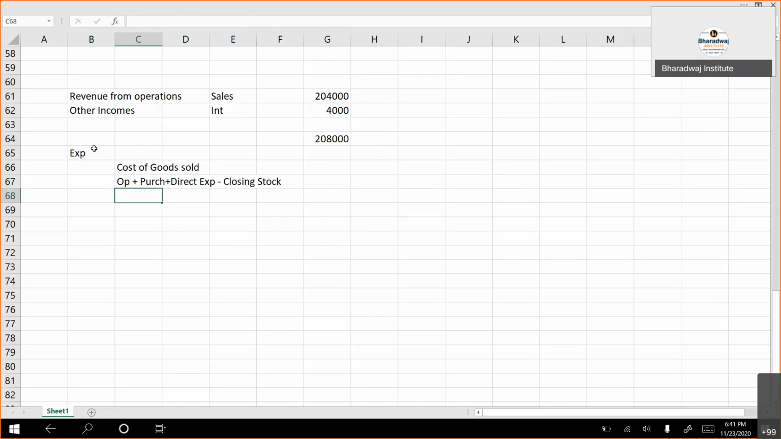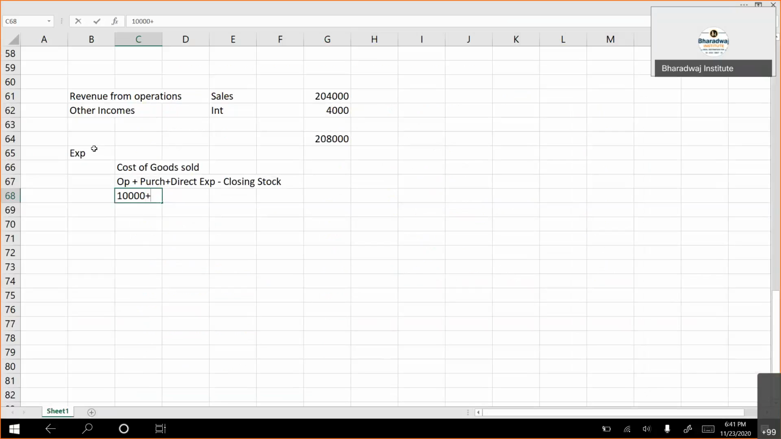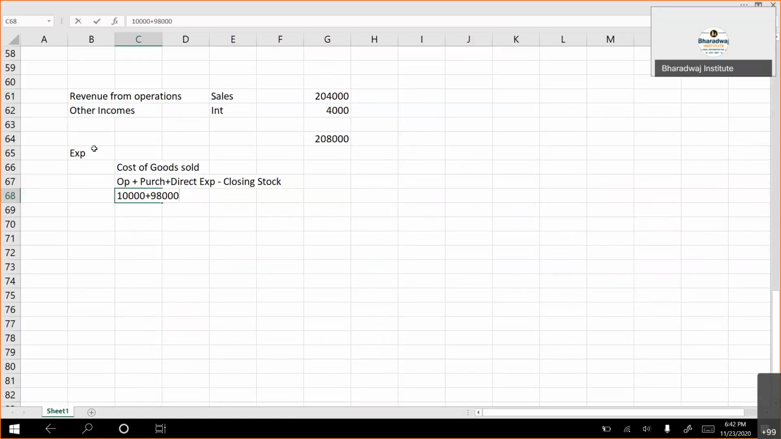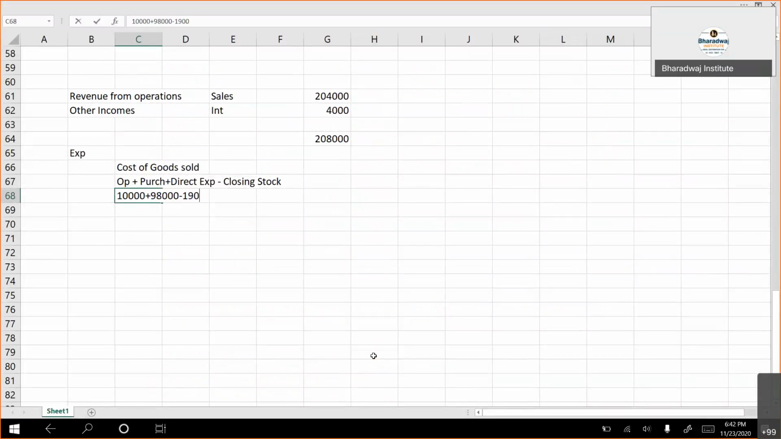What is the amount? What is the opening stock given in the trial balance? 10,000, plus purchases. What are the purchases given? 98,000. Any direct expenses given in the problem like carriage inwards, duty on purchases, commission on purchases, anything related to purchases? No. Minus closing stock. That is given in the adjustment, 19,000. This will give us cost of goods sold. What is the cost of goods sold? You work it out and tell me.